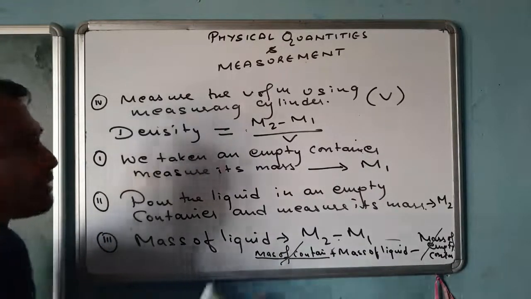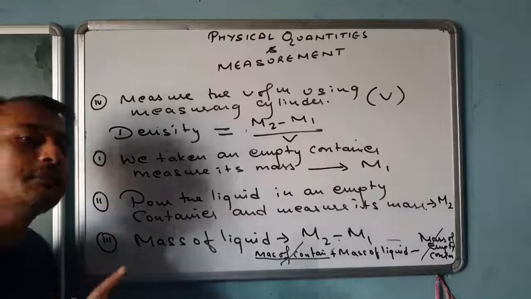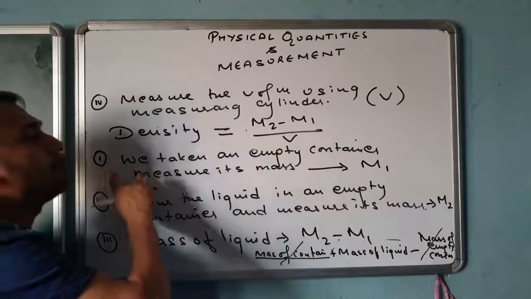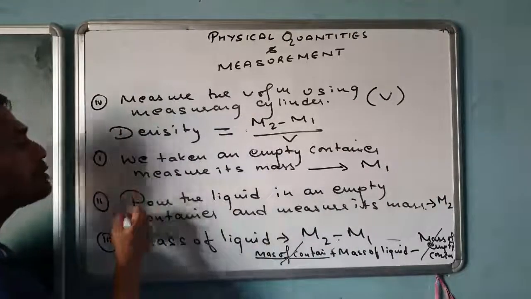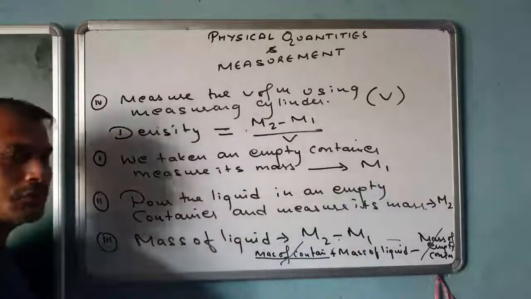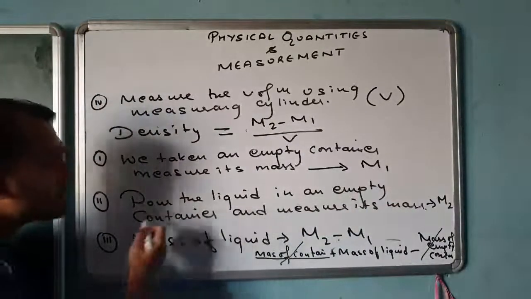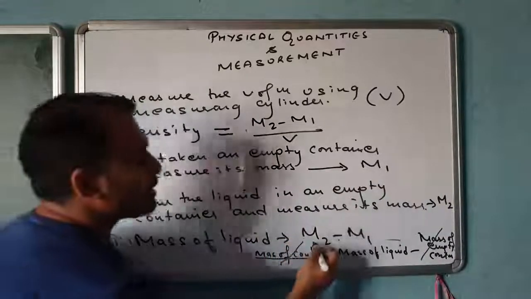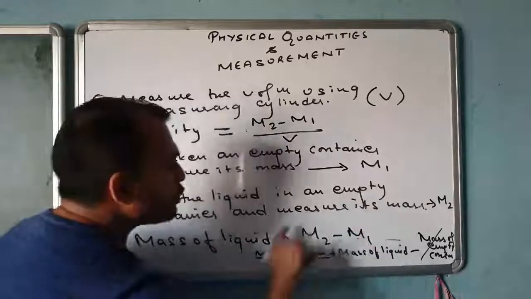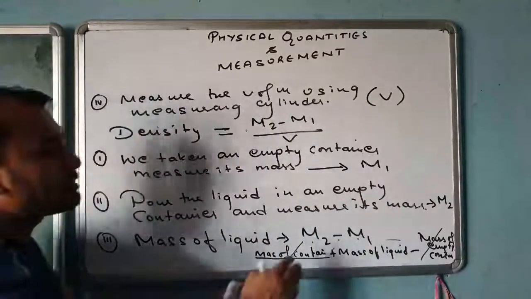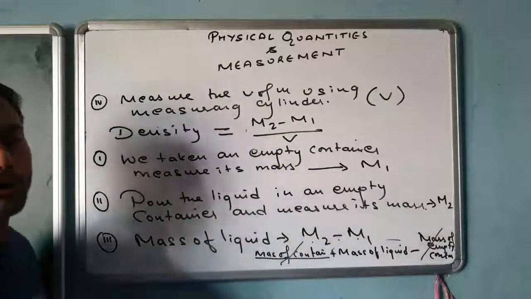Okay? Once again, if I recapitulate, what do we do first? We take one empty container and we measure the mass of the empty container, M1. Then we pour the liquid into that empty container. We again measure the mass, which we label as M2. Then the mass of the liquid is obtained by the difference of M2 and M1. Now what is left is to find the volume.